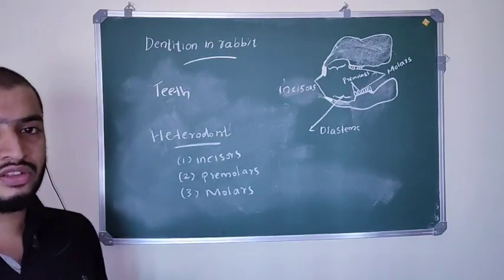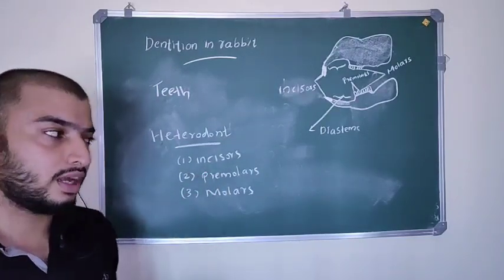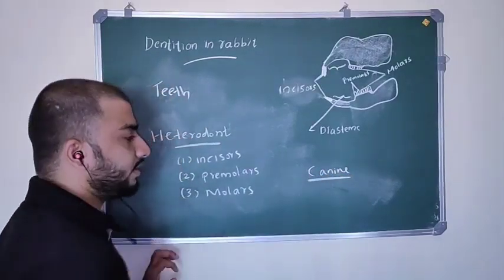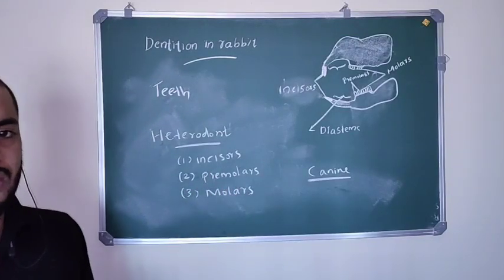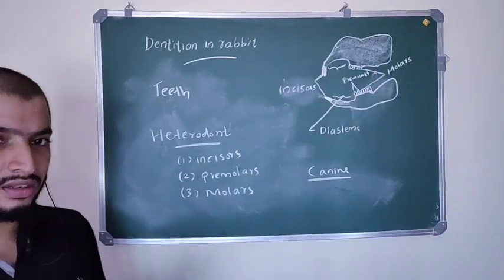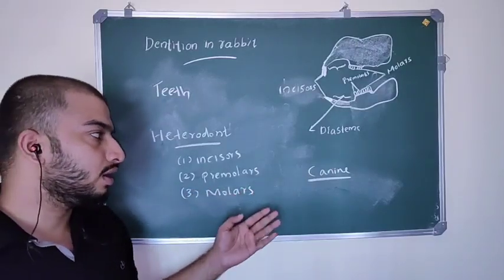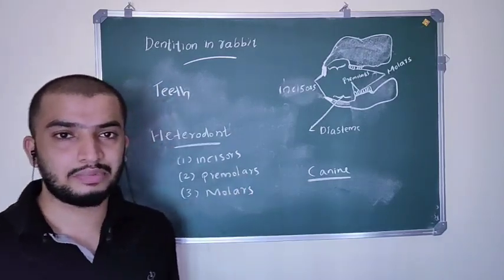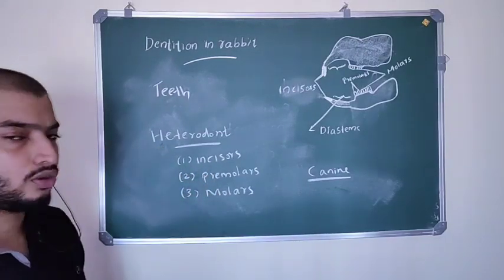In the case of humans, we also have incisors, premolars and molars, and also another type of teeth, that is canine. This canine tooth is absent in the case of rabbit but present in our case, because canine is used to tear meat and other food items. Rabbit is a herbivore, so it doesn't need canine teeth. So that is absent in rabbit. Different types of teeth are present, and that condition is called heterodont condition.